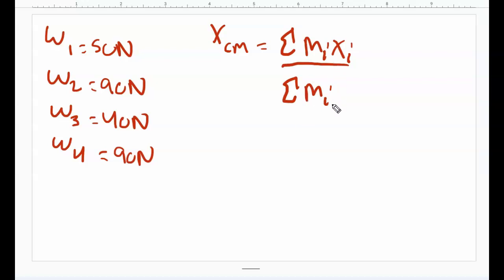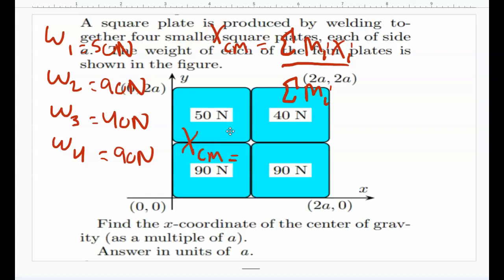Even though technically speaking I should be using mass for this calculation, it's not going to change the final answer if I just keep this as weight. First of all, let's take a look at the picture again and figure out where these weights are located. Remember, xi represents the x distance from the origin to each of the individual masses.